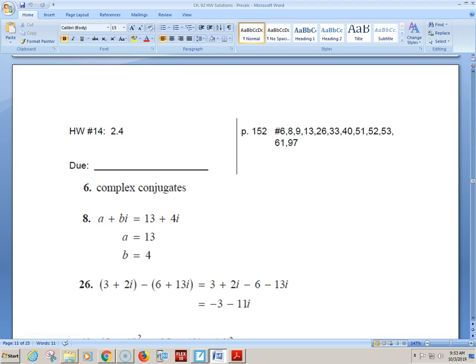2.4. Here we go. Complex numbers. Careful. For number 6, if you put complex numbers, you're half right.